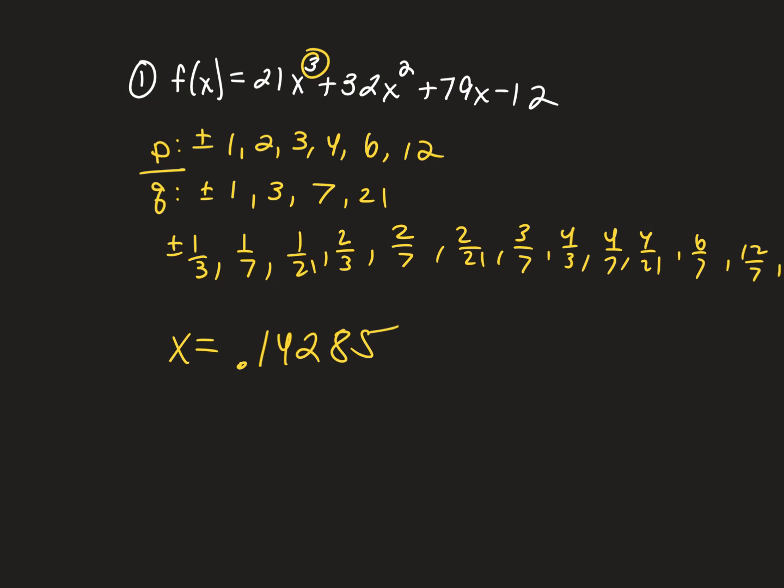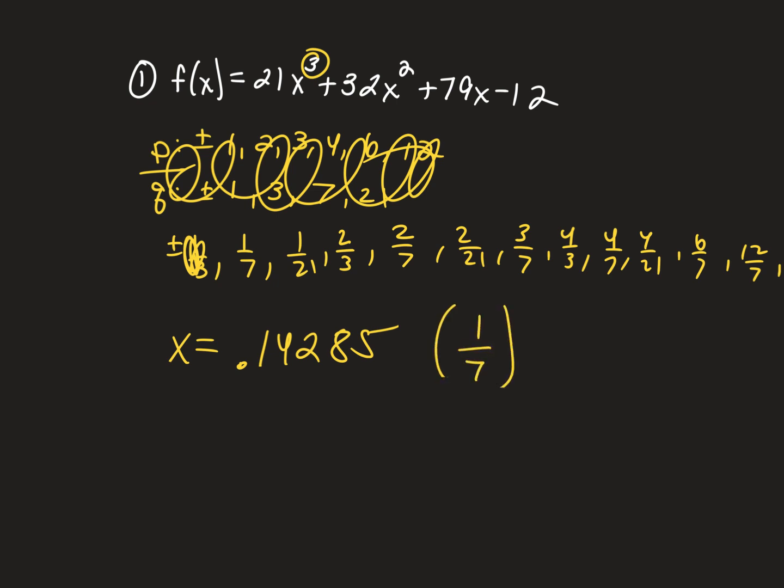So let's think about this. Obviously, it's none of our whole numbers, right? So let's just go through our list and see what 0.14285 could be. First of all, is it positive or negative? Positive, so you don't have to worry about the negative. So what's 1 divided by 3? Okay, so it's not 1/3. What's 1 divided by 7? 14285. Is this what we're talking about? Yes, this is 1/7. So you have found the 0 where this graph crosses.